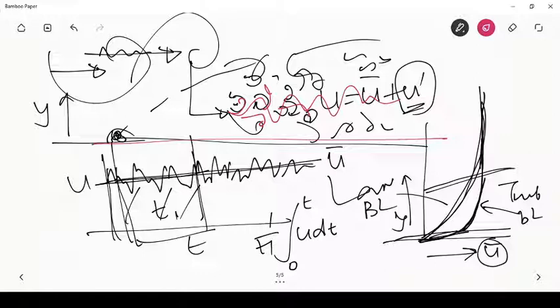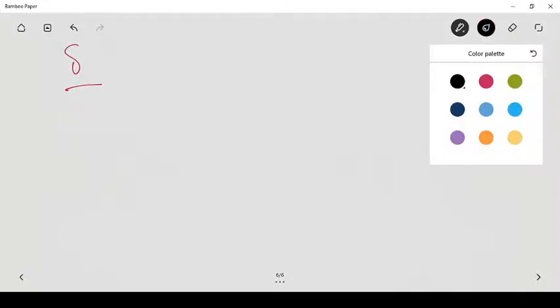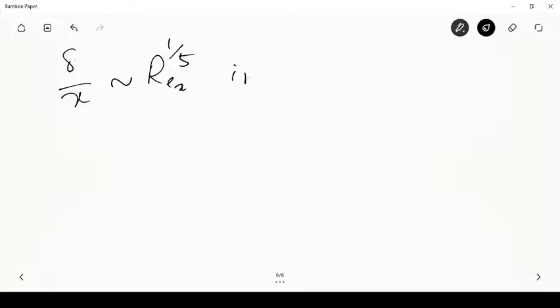We will not go too much further into turbulent flows, but what we will do is, when the flow is turbulent, write how the Nusselt number depends on the Reynolds number and Prandtl number, and we will close the discussion on turbulent flows with that. So what we have found from experimental data is that delta by x is of the order of Rex raised to the power of 1 by 5 in turbulent flows.